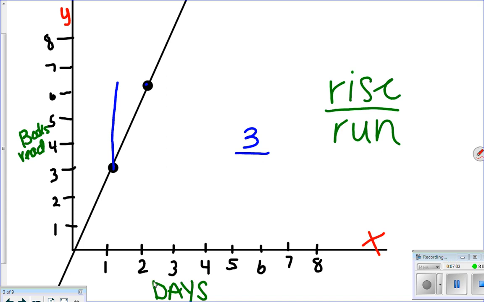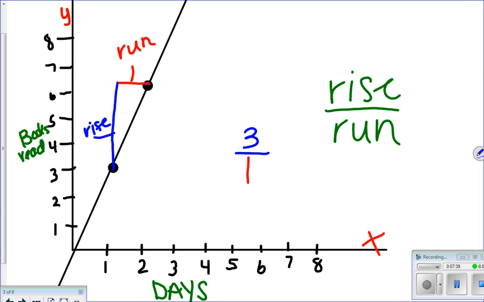Now I'm going to start at that line, and I'm going to count how many spaces it takes me to get from that line over to my next dot. So I'm going to start here, and I'm going to go this way. Guess how many spaces that was? Just 1. So my run is 1. So this right here is going to be considered your run, and this over here is considered your rise. And then I'm done. My slope is 3 over 1. That's it.